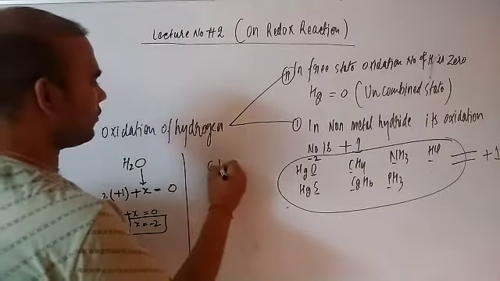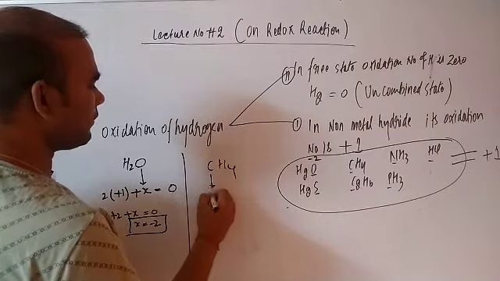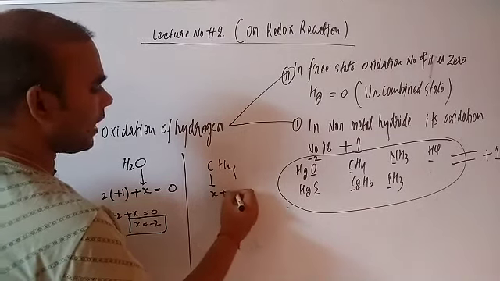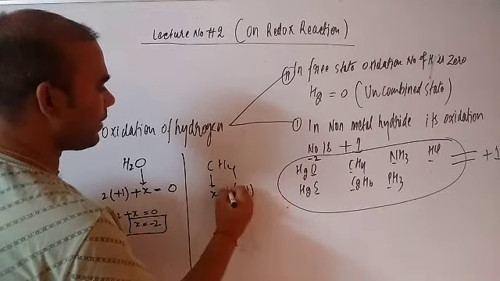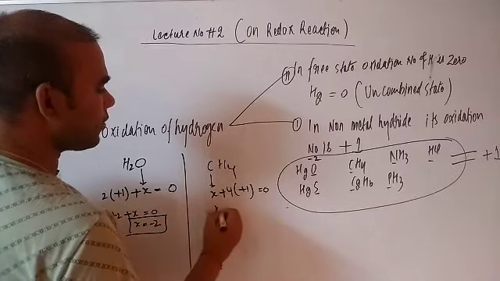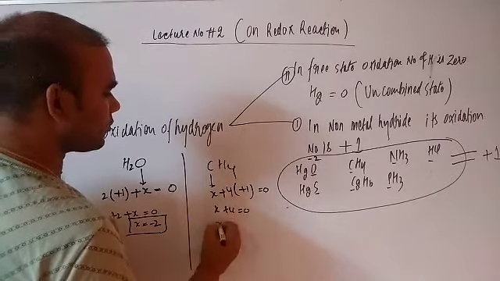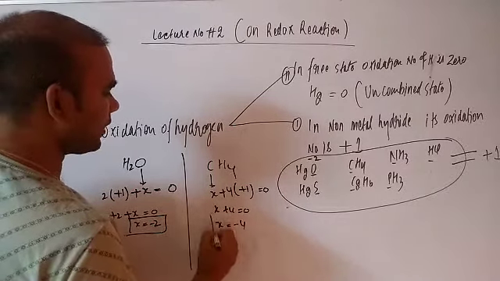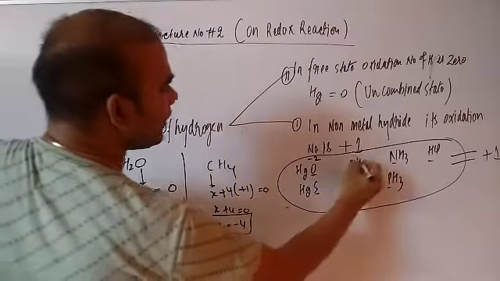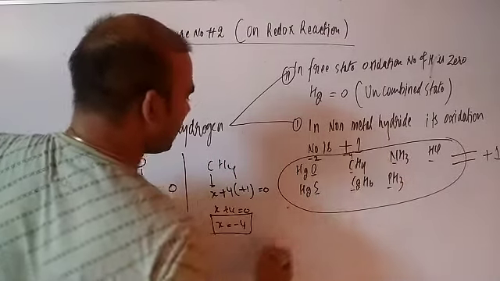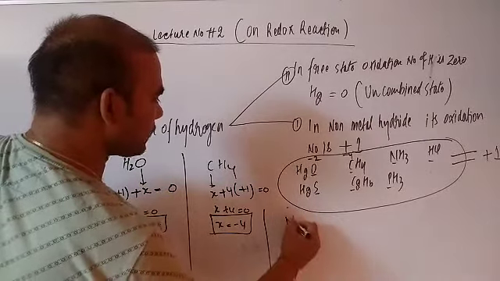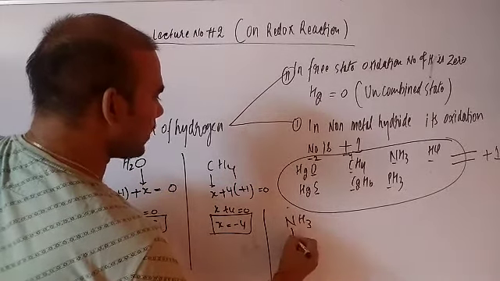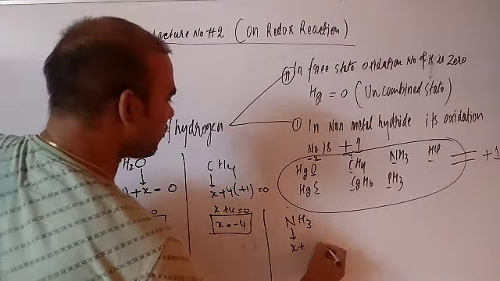Now go for CH4. Carbon we don't know, so X, hydrogen is +1 multiplied by 4, equal to 0. So X plus 4 equal to 0. So X is equal to how much, students? -4. So here carbon is -4. Go for NH3, dear students, you can check NH3. Nitrogen we don't know, that is X, hydrogen is +1.